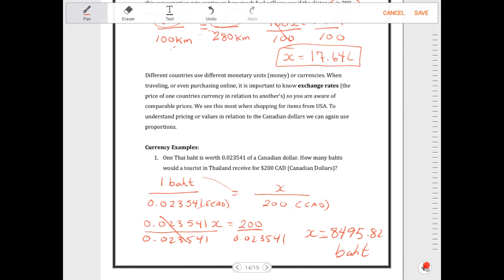That's pretty nuts. If a person from Thailand, let's say they have $200, okay, that $200 is worth 8,495 of currency in the Thai monetary units. It just shows you the conversion here. So in order to be equal, one person could have 200 Canadian dollars, another person could have 8,495.82 bahts. That just shows you that they are exactly the same, okay? That's how you do this.